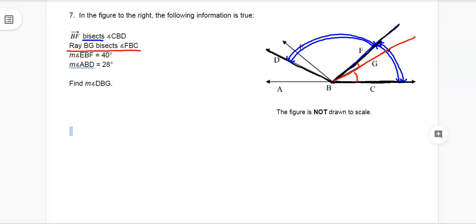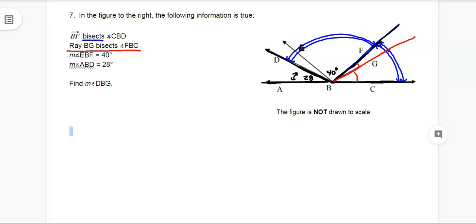All right, now we get to put some measurements in here. This is nice. EBF is 40. So EBF is right here in this little piece, and that's 40. So it's not the whole blue part. It's just that little big angle there. And then ABD is 28. So ABD is 28. From here, there, that opening, 28.